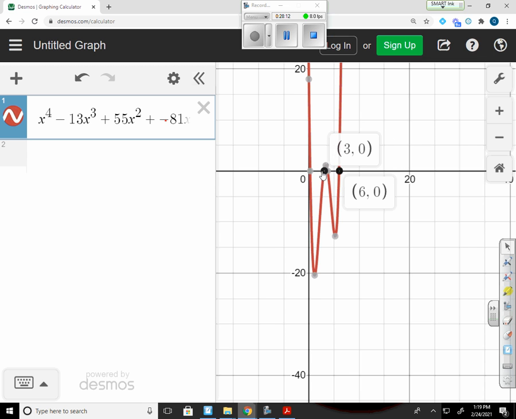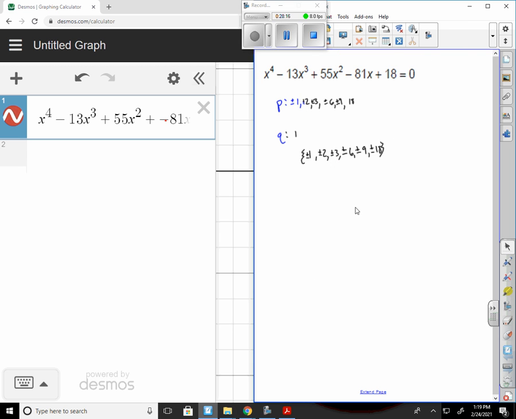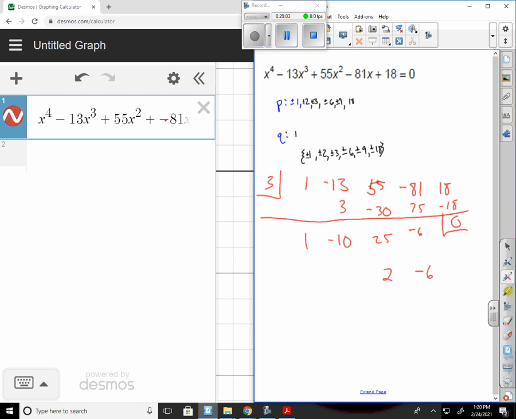That one's 3.732. I'm going to go with 3 and just plug it into my equation. So that is 1, negative 13, 55, negative 81, and 18. And then I'm plugging a 3 in, I said. Bring down the 1. 3 times 1 is 3. Negative 13 plus 3 is negative 10. That's negative 30. This is 25. That's 75. That's negative 6. That's negative 18. 0. Negative 6. 25x. Negative 10x squared, and x to the third.